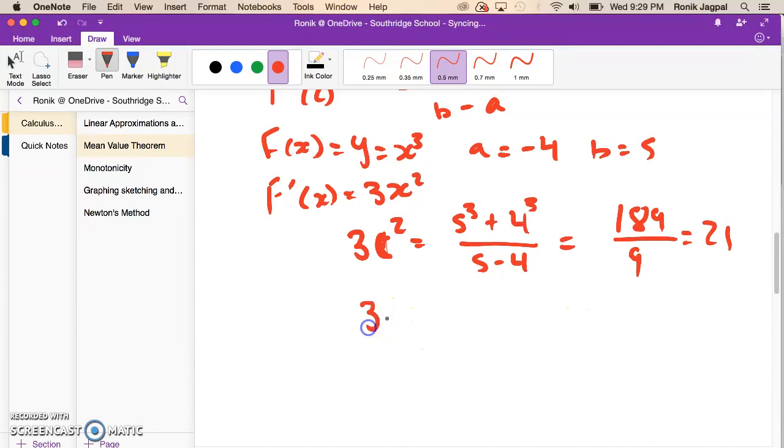So 3c squared is equal to 21, and we do simple algebra to find out that c is equal to plus or minus square root of 7. Both of the answers here are correct.